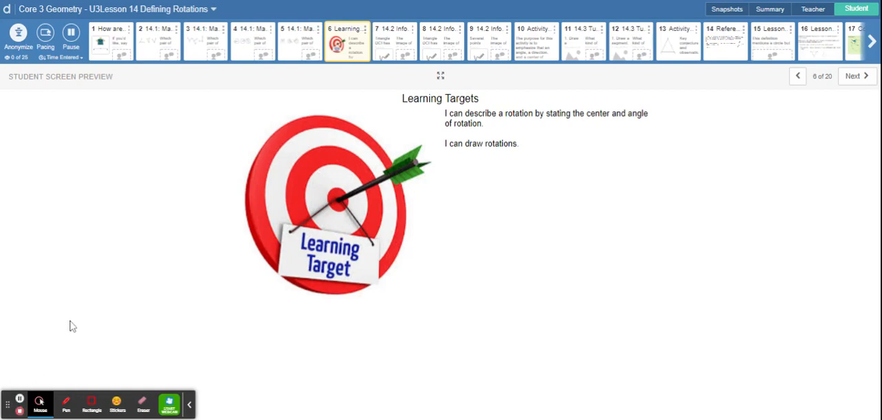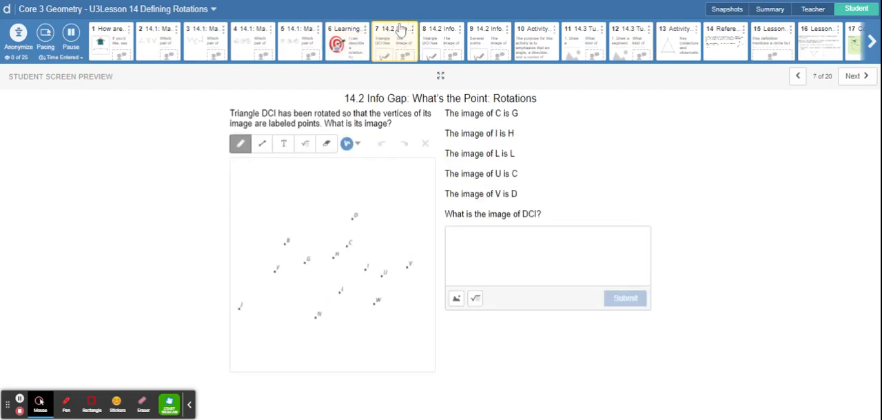Okay, so our learning targets for this lesson on rotations are: I can describe a rotation by stating the center and the angle of rotation, and I can draw rotations. Those are our focuses for the next part of this lesson. All right, slide 7.